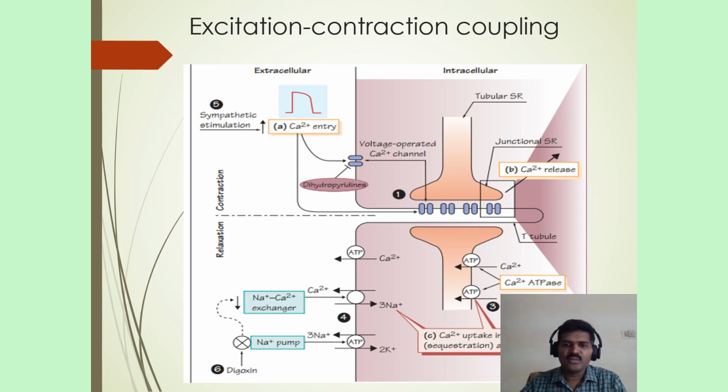The action of calcium ATPase, and then calcium is actually moved out of the cell, either using energy or through calcium sodium antiporter. For every 1 calcium moved out, there are 3 sodium moved into the cell, and then the sodium potassium pump comes into action, moves out 3 sodium and moves in 2 potassium. Sodium potassium exchanger, this sodium pump.